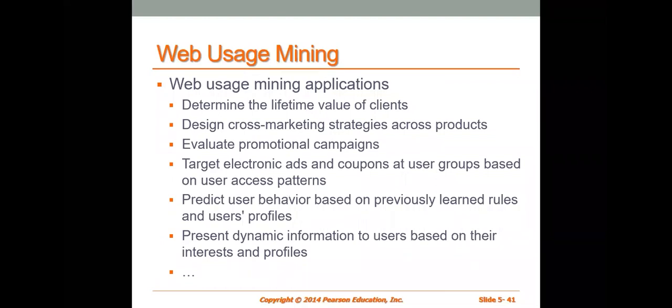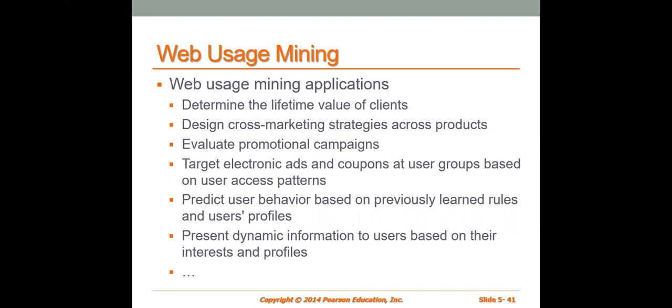Web usage mining applications, where we can use web usage mining: determine the lifetime value of clients, design cross-marketing strategies across products, evaluate promotional campaigns, especially in digital marketing, and target electronic ads and coupons at user groups based on user access patterns. For example, you see which user is interested in which kind of ads, so you send that. If you want to buy a car, when you search about the car, the ads relevant to cars will come. If you want to buy some gold, the ads relevant to gold will come. If you want to buy some furniture, the ads relevant to furniture, IKEA and all that, will come to you.